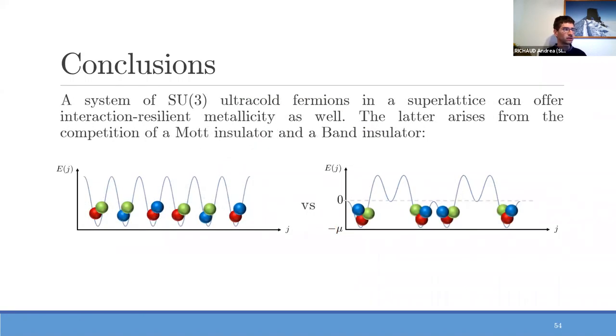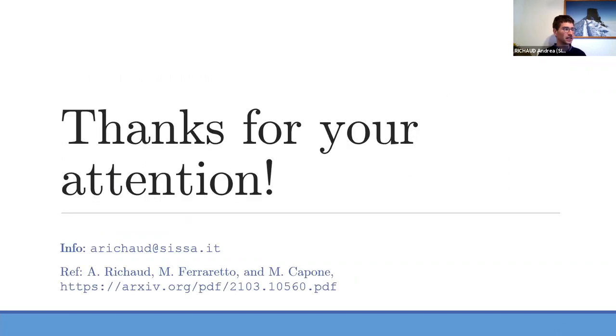In the second part of my talk, I tried to emulate this kind of physics by means of a platform of ultra-cold atoms with SU(3) symmetry and a superlattice. By creating deeper sites and shallower sites, I let these two opposite tendencies compete, and the result is an interaction resilient metal as well. So with this, I hope I finished, and I thank you for your attention.